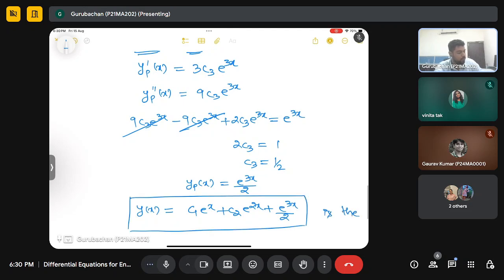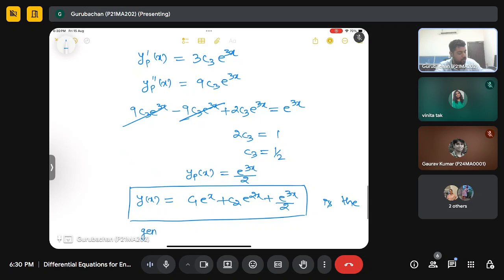This will be the general solution of the given non-homogeneous differential equation.